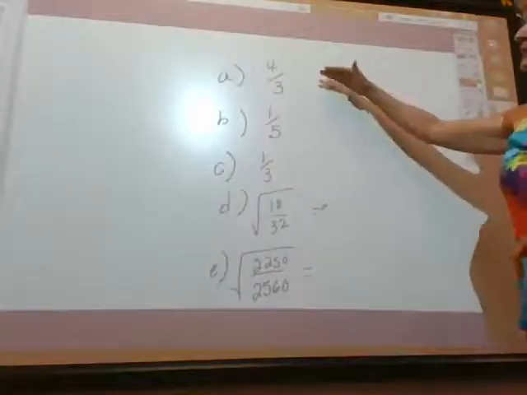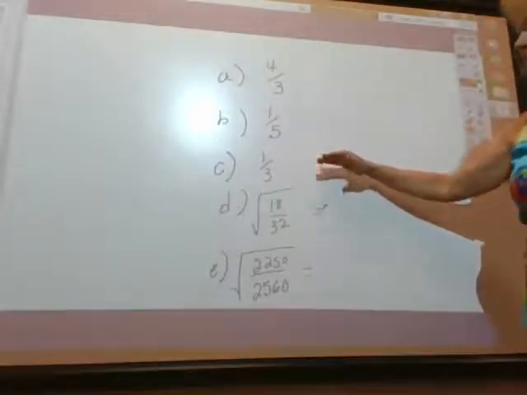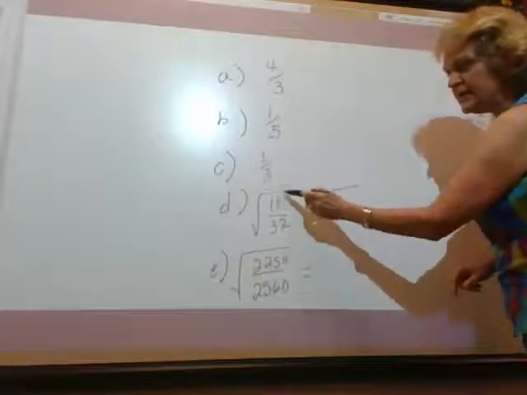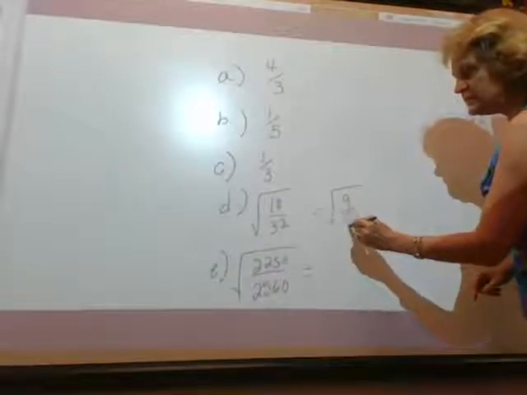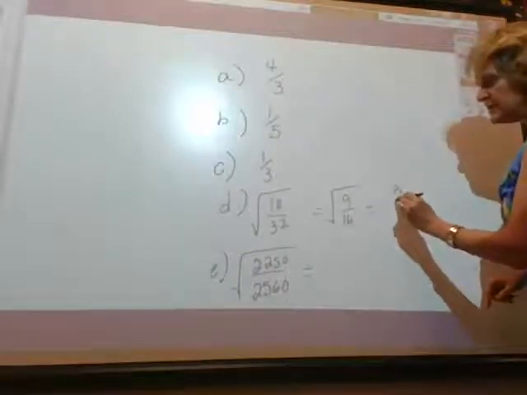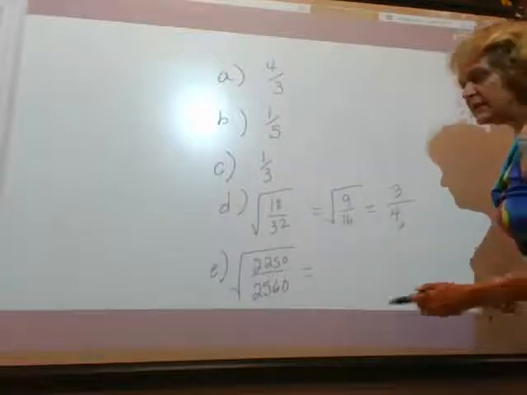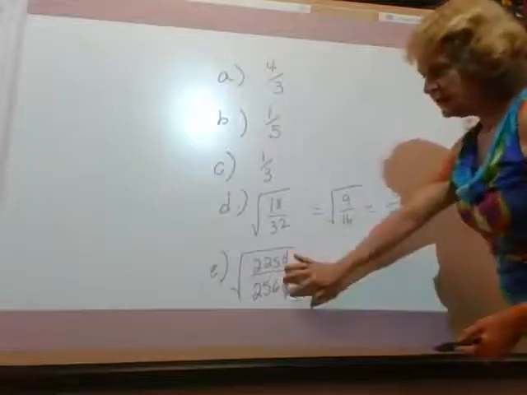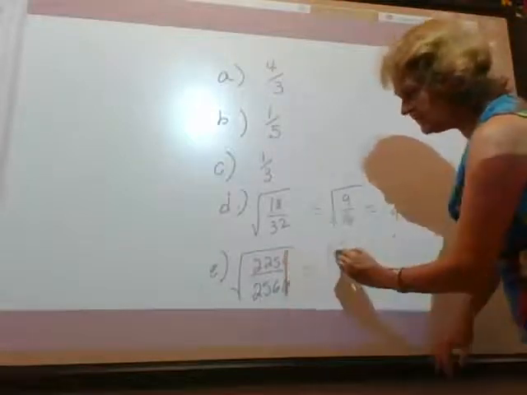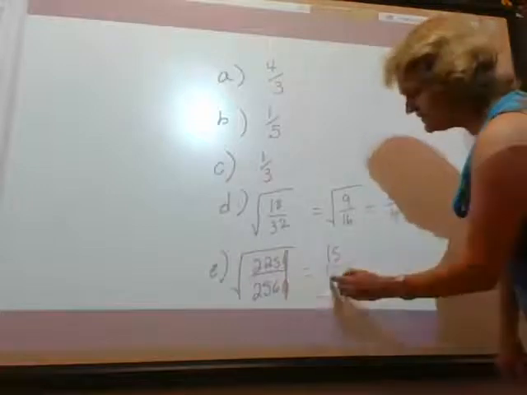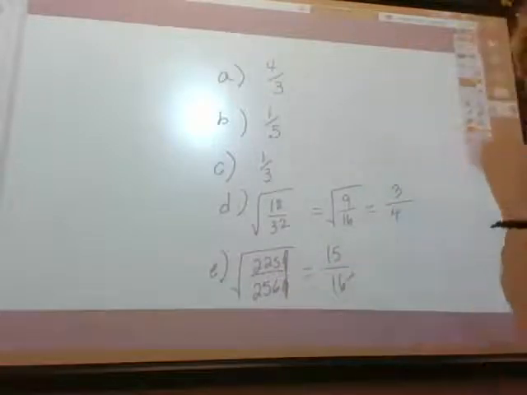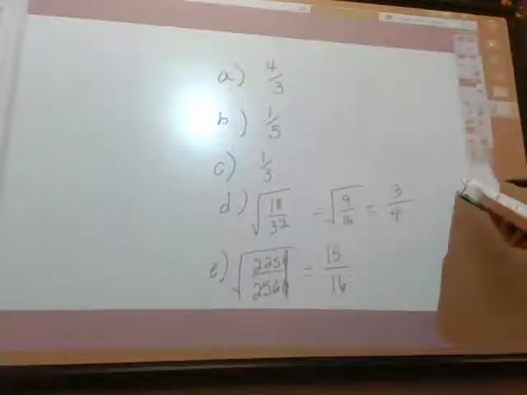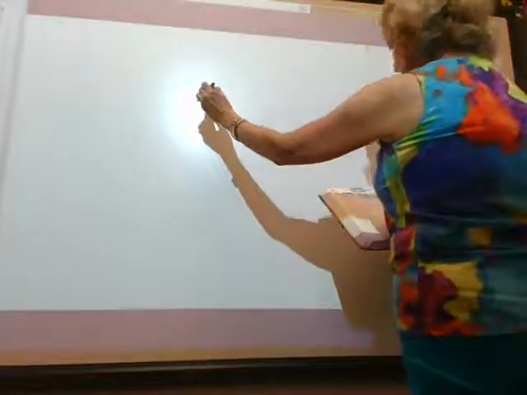So A, B, and C were pretty simple. They just came right out from the radical. Now these I want to simplify. I want to reduce. So I'm reducing this to 9/16. Those are both perfect squares, so 3/4 comes out. Now this big old honking number, I'm going to cross out the zeros. The square root of 225 is 15, the square root of 256 is 16. Done.